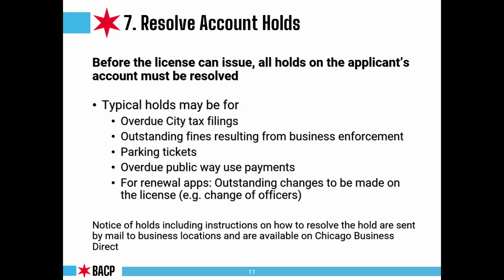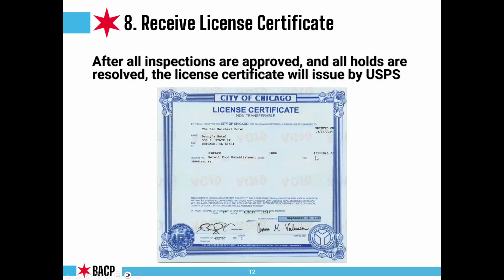And then regarding any holds, do note that instructions on how to resolve them are typically sent by mail to the business locations. If you're submitting your application online, that hold information is available on Chicago Business Direct, which again is our online platform. So after all inspections are approved and all holds are resolved, congratulations. You can now open for business.